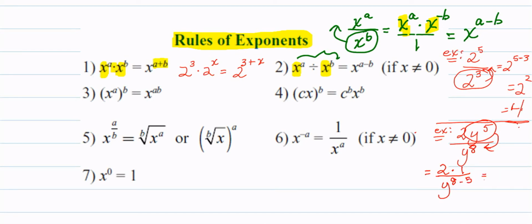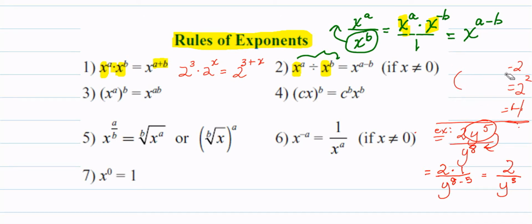So here we have 8 minus 5. And so the final answer is going to be 2 over y to the 3rd power. So that's how that gets handled. We'll look at some more of those in a bit. Let's go to that third example quickly.